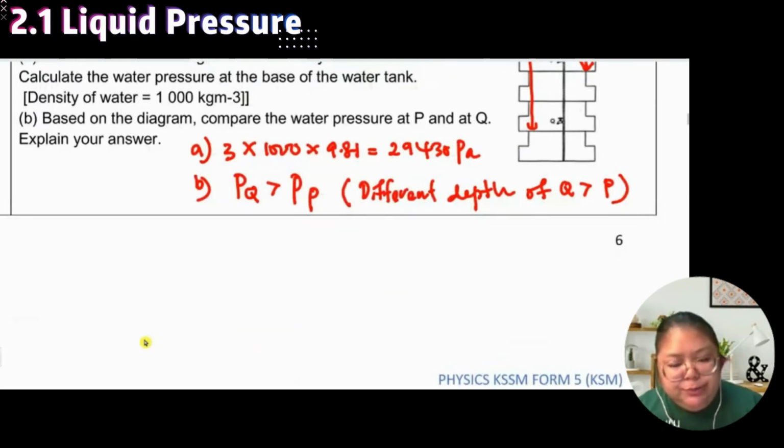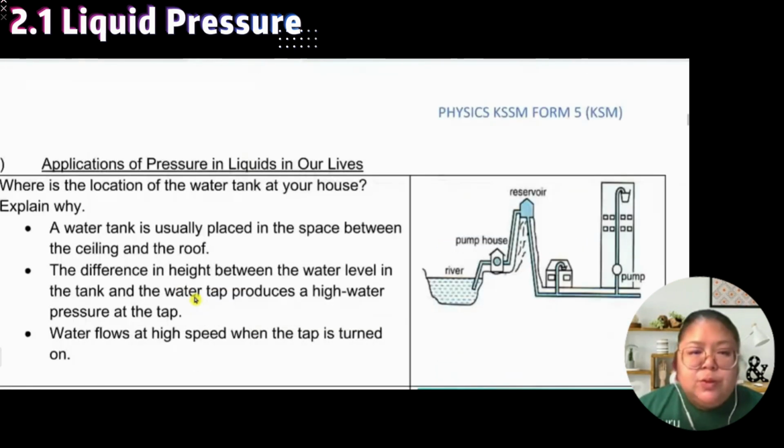Go to the applications. Where do we normally use this pressure? In our daily life we use this, but we do not realize whether it is water pressure or not. So the first one is your home water tank. Where is the location of the water tank at home? Normally we put it at the top part.